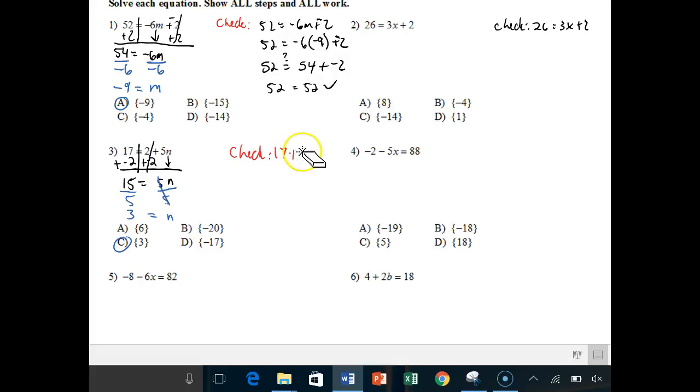17 is equal to 2 plus 5n. And 17 is equal to 2 plus 5, parentheses, not n, but 3. And basically we're asking, is 17 actually equal to 2 plus 15? Yes, it is. 17 is equal to 2 plus 15 is 17. So we know we're right. All right, so for 4 I will write off to the side just so you don't forget: negative 2 plus negative 5x equals 88, to make sure that you check.